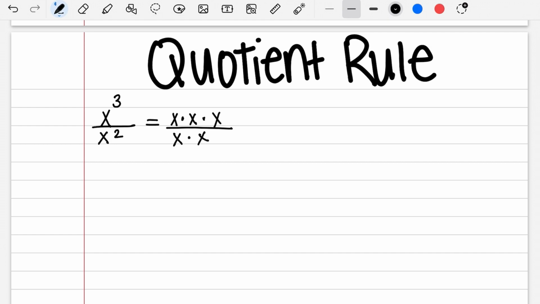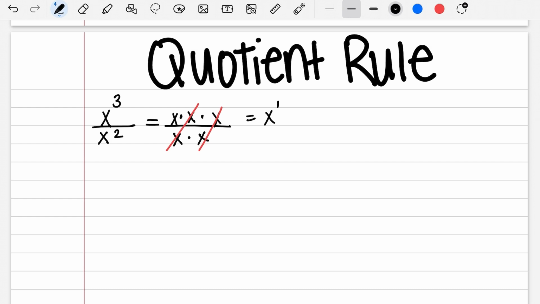So now what we can do is I can cross them out. Whatever they have in common at the top, I can cross it off with whatever they have in common in the bottom. 1 to 1. So 1x at the top, 1x at the bottom. 1x at the top, 1x at the bottom. Okay, so that leaves me with only 1x at the top. We can always include an invisible 1, but we don't always have to.